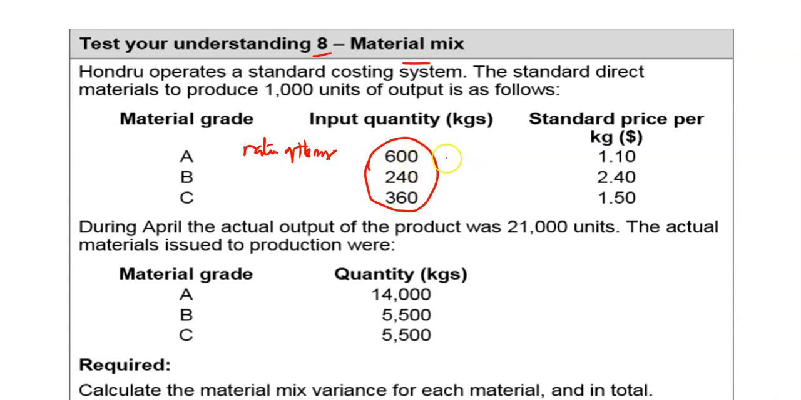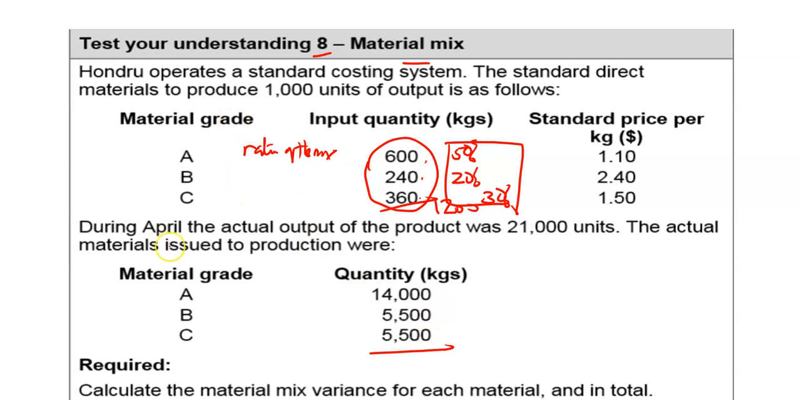And this is really asking you to do, for every 1,200, that's 600 plus 240. Half of it must be for A. So 50% must be for A. 240 over 1,200 is 20% must be for B, and 30% for C. So whatever the concentration must be in this mix. That's what they're saying.